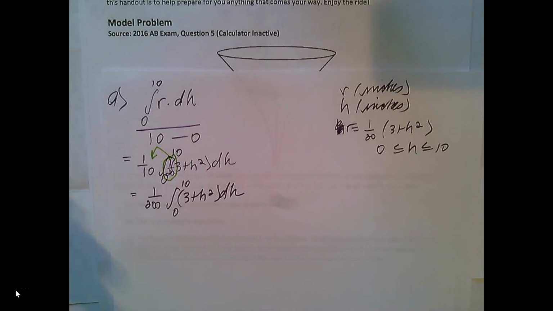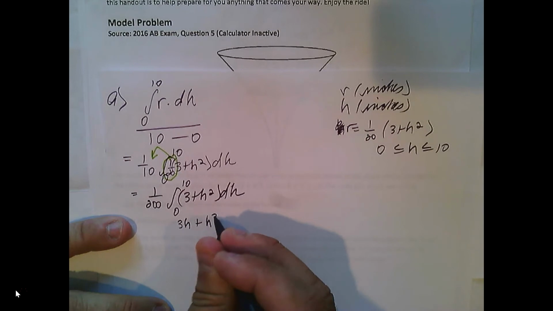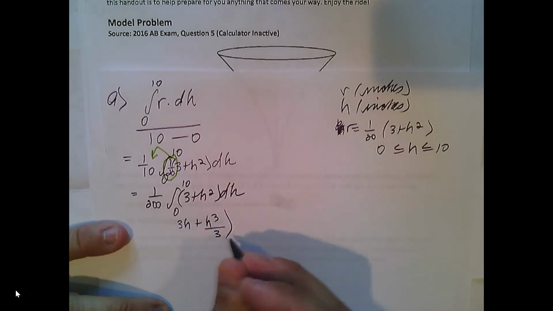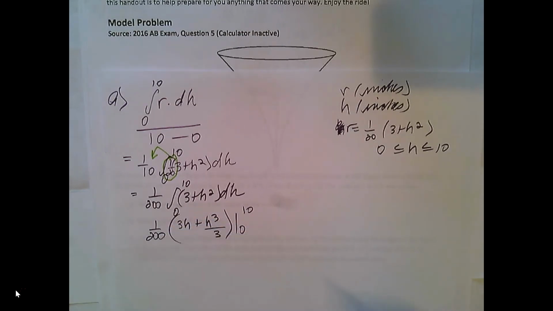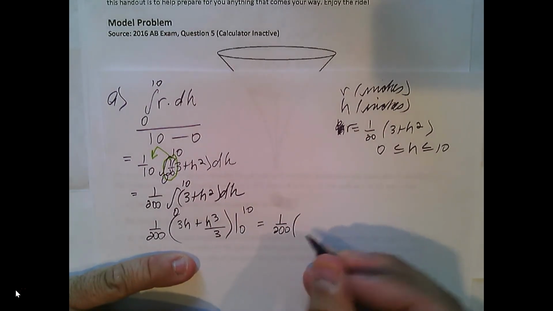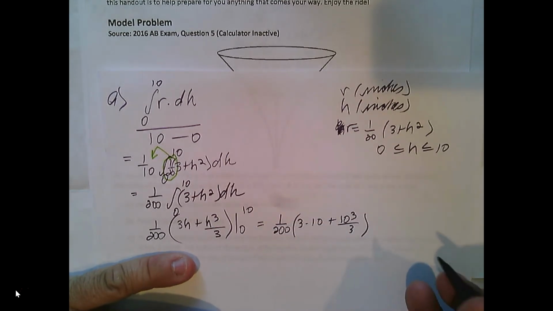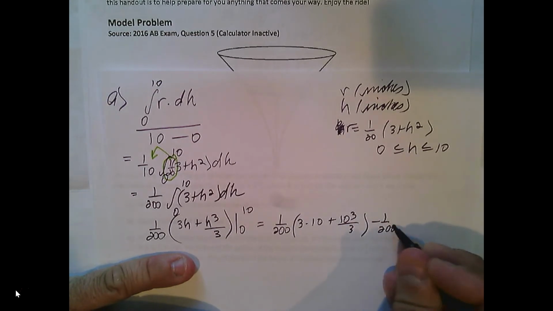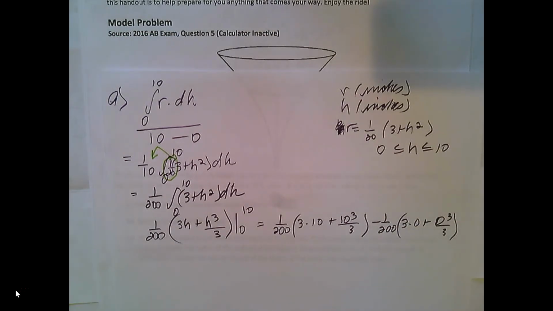The integral of 3 plus h squared with respect to h is going to be 3h plus h cubed over 3. We're going to evaluate from 0 to 10, and we're going to multiply by 1 over 200. Okay, well, to do that, I'm just going to plug in: 1 over 200, 3 times 10, plus 10 cubed over 3, minus 1 over 200, 3 times 0, plus 0 cubed over 3.